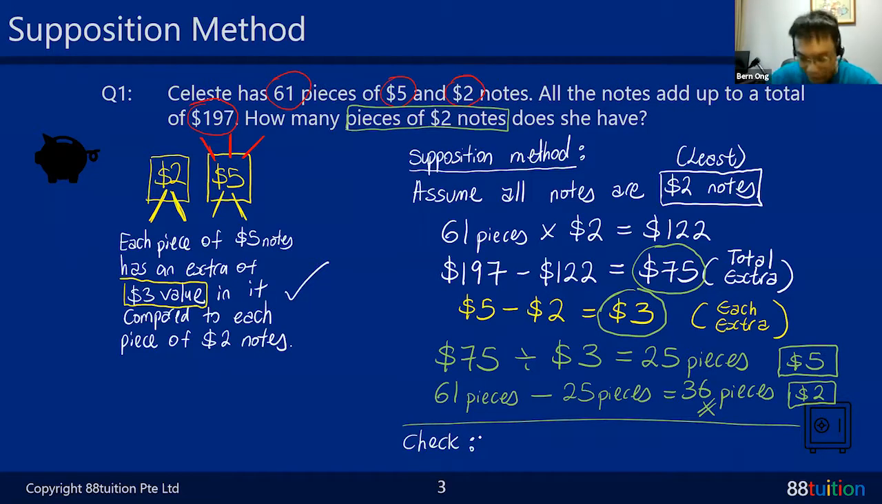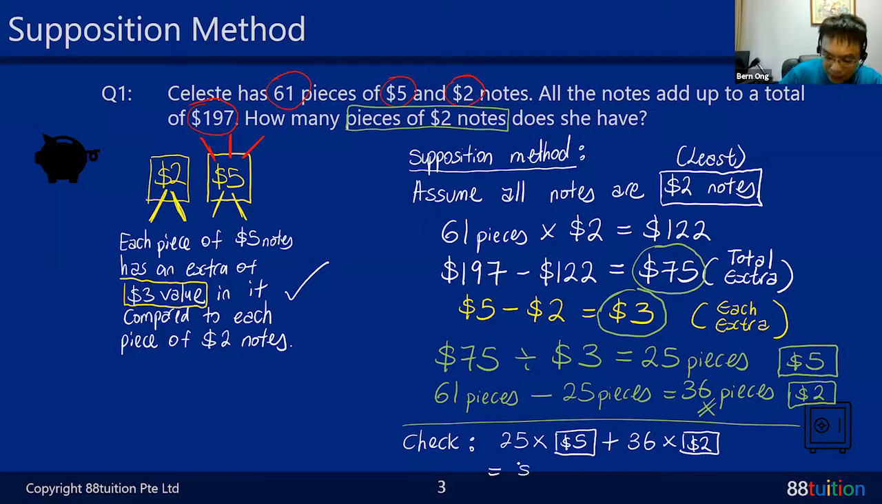If I got 25 pieces of $5, one piece is $5 in value, two pieces is $10, 5 times 2. 25 pieces, 25 times 5. Plus, if I got 36 pieces of $2 notes, one piece of $2 is $2 in terms of value, two pieces is times 2, 36 is times 36. So down here, you take 25 times 5 plus 36 times 2. The answer is 197. Isn't that the answer that the question gives you? Yes. It means that your numbers are all balanced nicely. So in this case, your answer is 36 pieces of $2 notes.